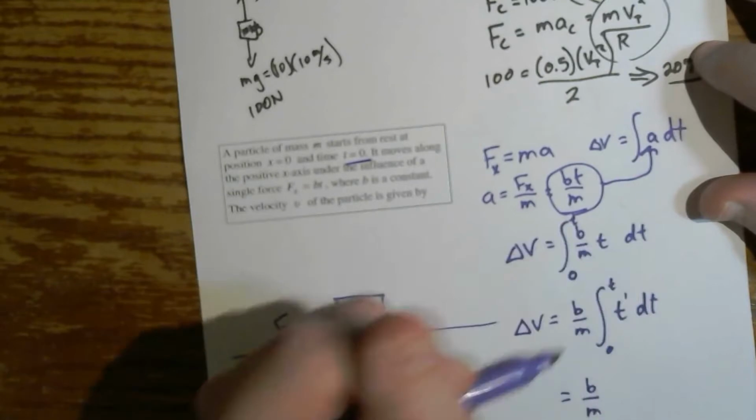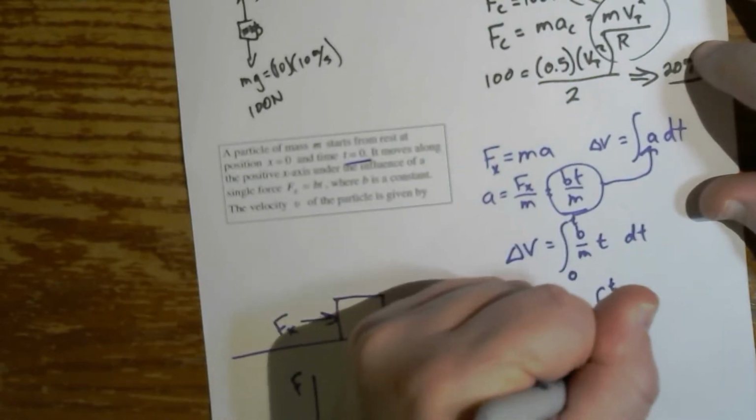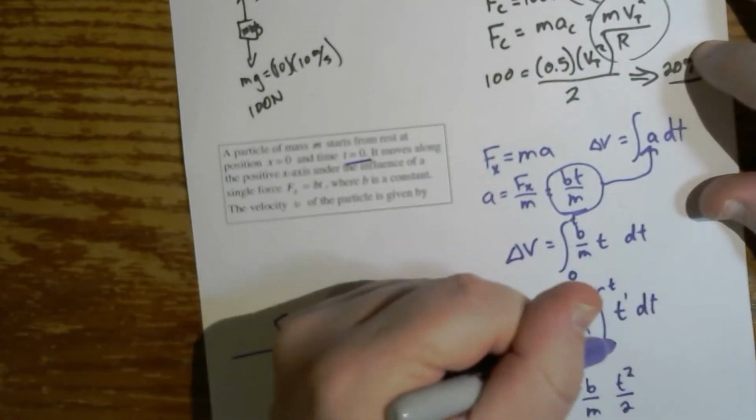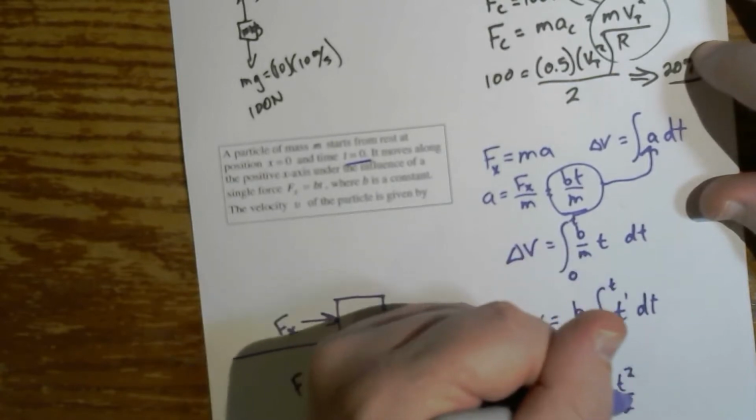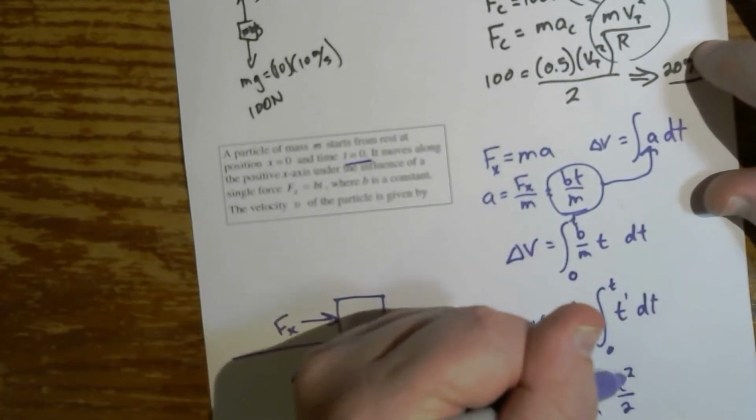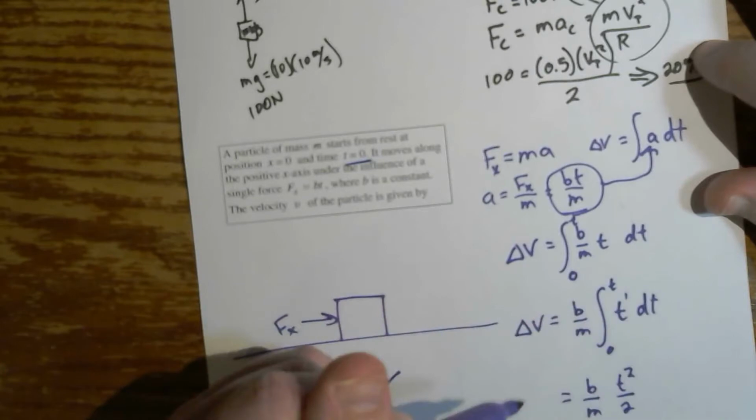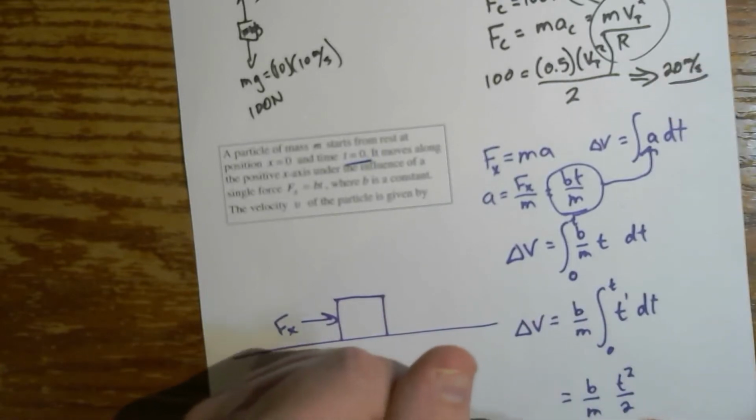This is like raised to the 1 power, right? So this is going to be t squared divided by 2. And when I evaluate it between 0 and t, of course the 0 term will go away. And this is going to be my solution right here for my change in velocity.